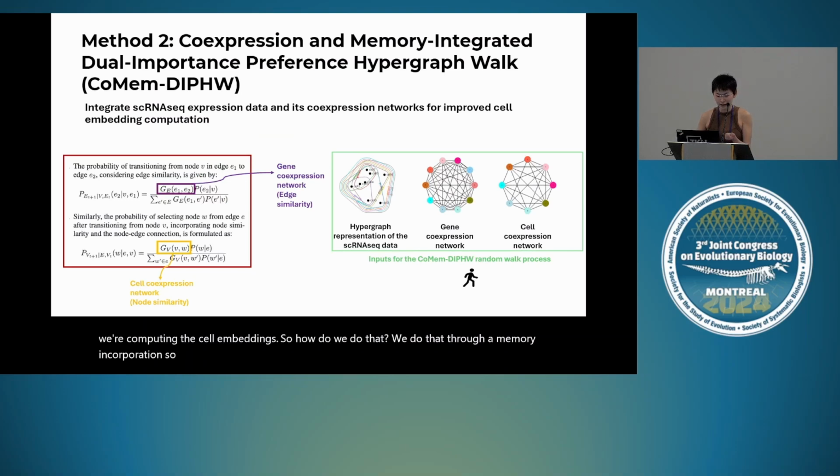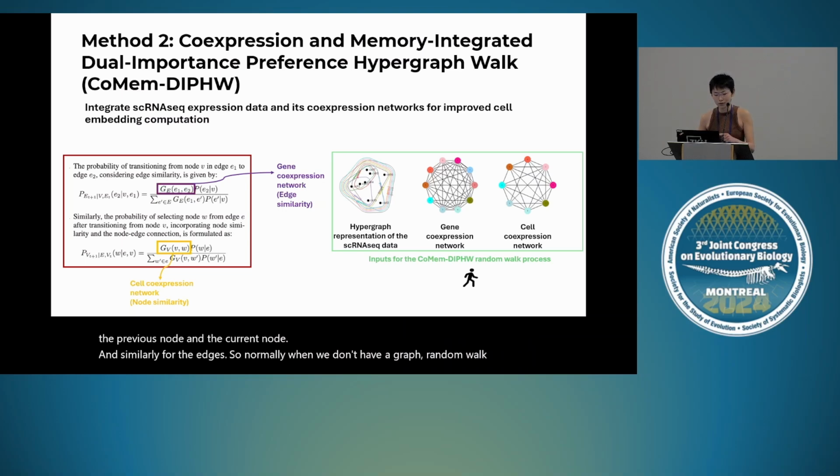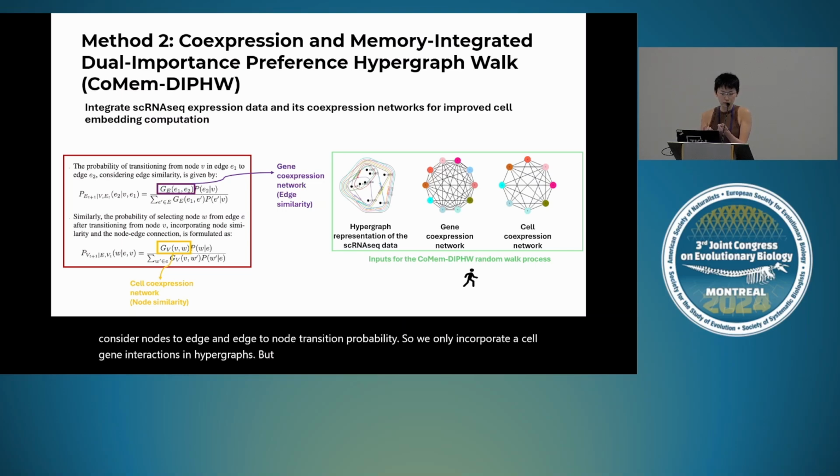We do that through a memory incorporation. When we're considering the edge-to-node transition probability, we would also consider the previous node visited. We do that by considering the similarity between the previous node and the current node, and similarly for the edges. Normally when we do hypergraph random walk, we consider node-to-edge and edge-to-node transition probability, so we only incorporate cell-gene interactions in hypergraphs. But now with this memory incorporation, we also need to consider the previous entity, which could be either the previous node or the previous edge.